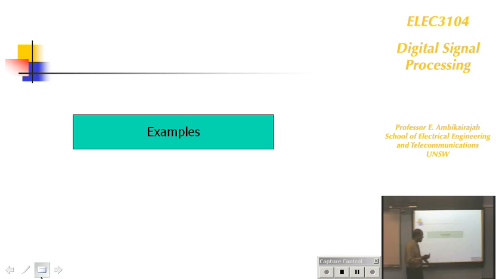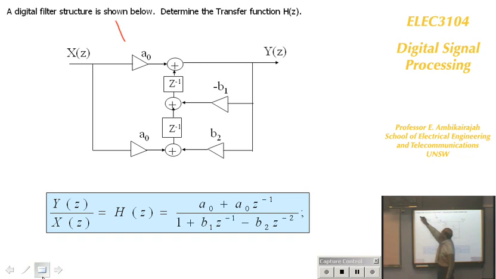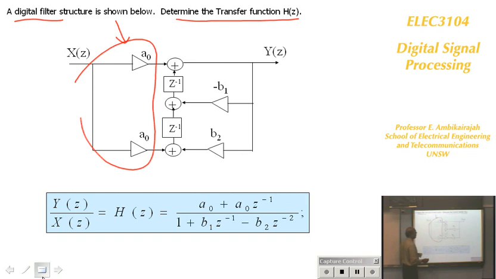So, here's the question. You've been given the structure, it is a digital system or digital filter. You've been asked to do the transfer function. Now, the first question is, how do we do this transfer function? There's many ways. You can write equations. The easiest way, I would say, is to look at the feed-forward part. If you look at the feed-forward part, you have A naught goes directly, and A naught also goes here, but it's going to be delayed twice.